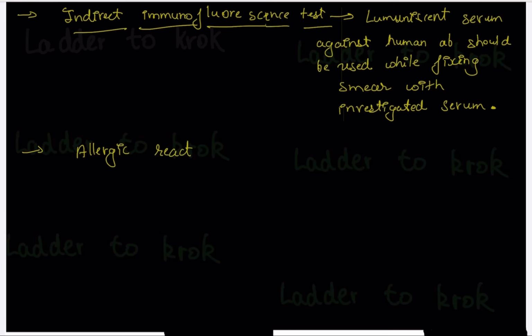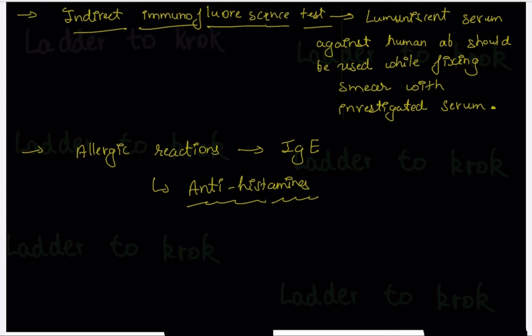Now our last part, allergic reactions. Which immunoglobulin will you find in allergic reactions? IgE. Okay, and in these allergic reactions, what will we do? We will give antihistamines. So for IgE, antihistamines are given.